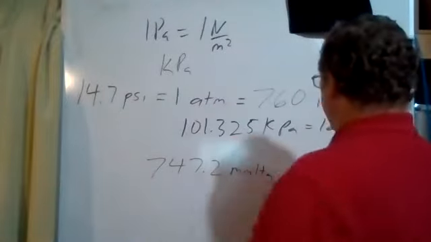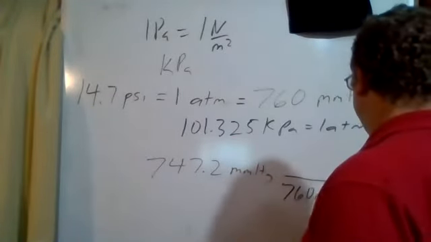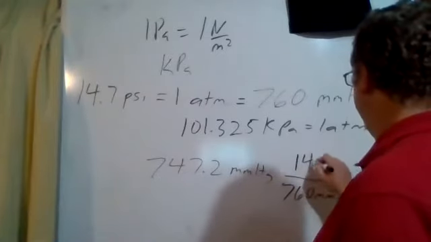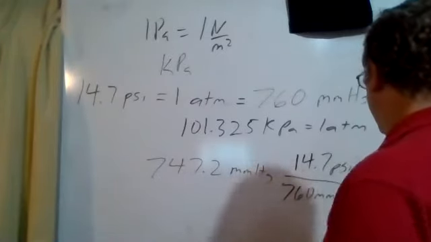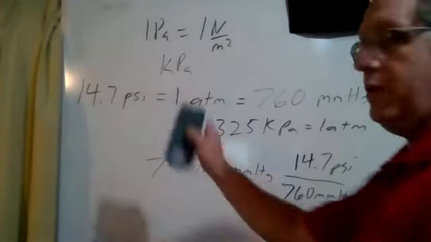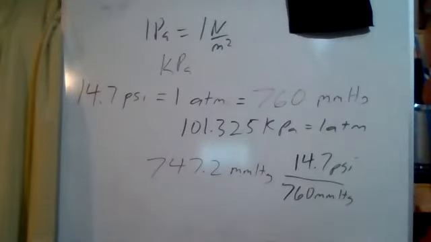Well, I know these are all equal to each other. I can write a conversion factor. I'll put my millimeters of mercury on the bottom, 14.7 PSI. I pull out my handy dandy calculatorial device and I punch the buttons in here. 747.2 divided by 760 times 14.7.